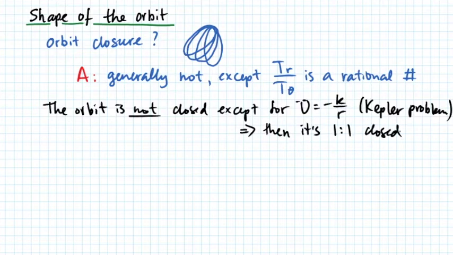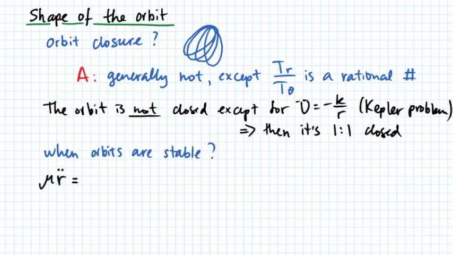Another interesting question to ask is when an orbit is stable. This is an important question that has large implications on planetary dynamics. To answer these questions, let's first find the equation for the orbit shape. We start out with the equation of radial motion.